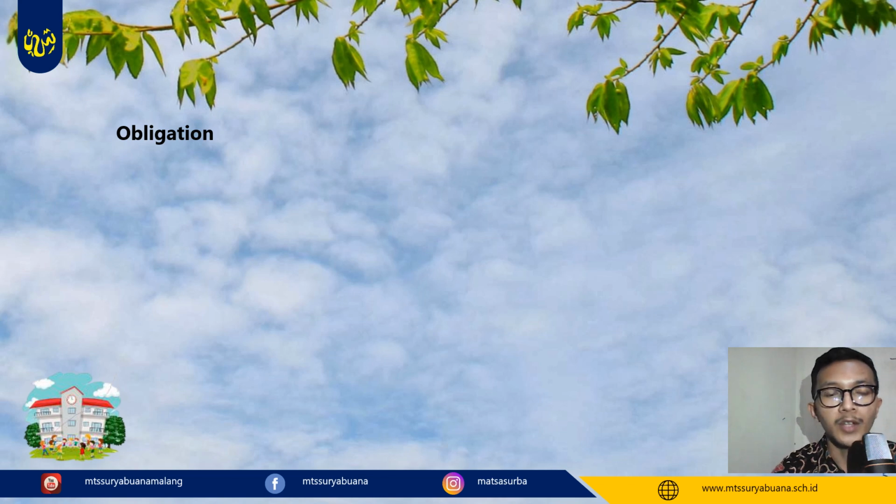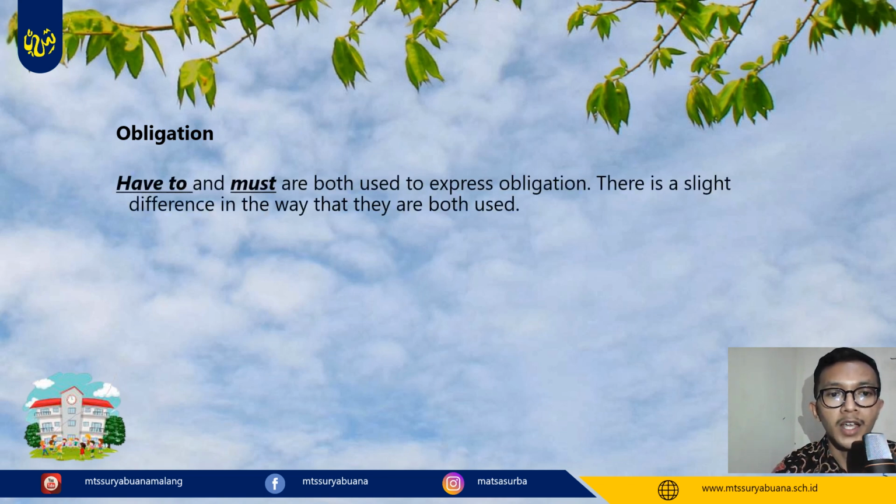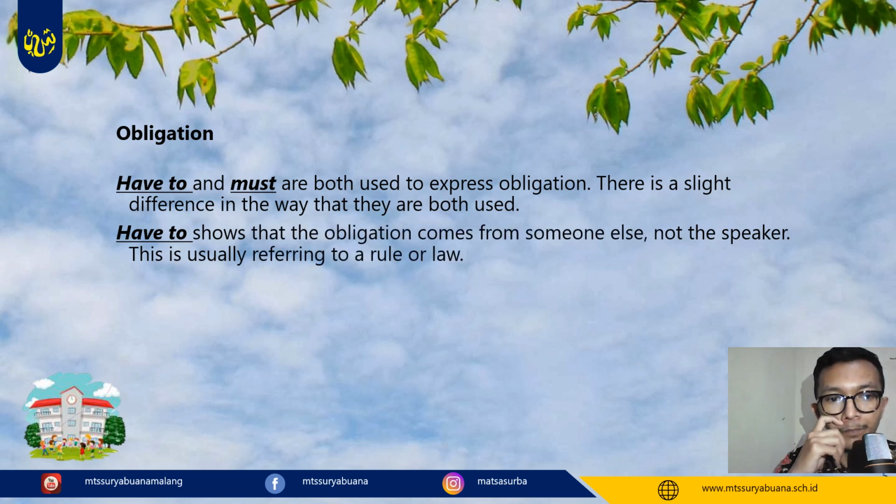Next is about obligation. If you want to express obligation, you can use these words: have to and must. Have to and must are both used to express obligation. There is a slight difference in the way that they are used. The difference is that have to shows that the obligation comes from someone else, not the speaker. This usually refers to a rule or law. So it means that if you break the rule, you can get punishment.